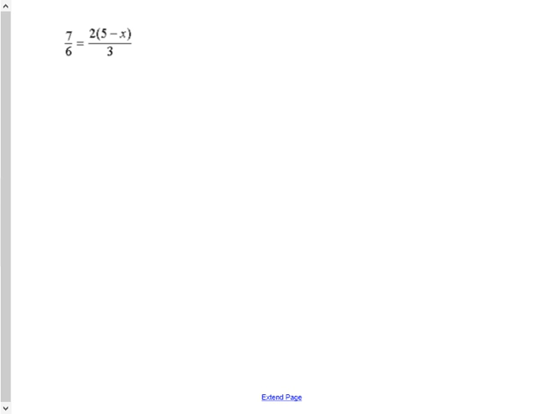How many of you multiplied both sides by 6 to start? All right, that's an important one. If you multiply both sides by 3, it's still okay. Let's do it both ways, just to see both in action.